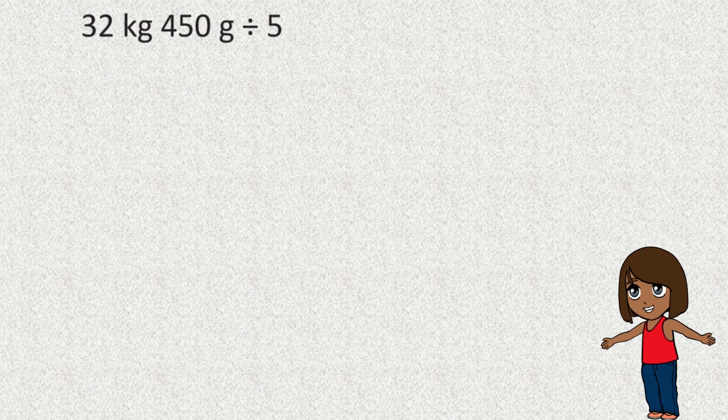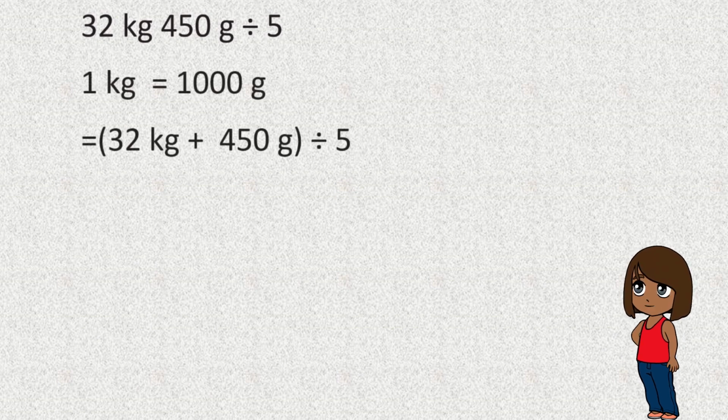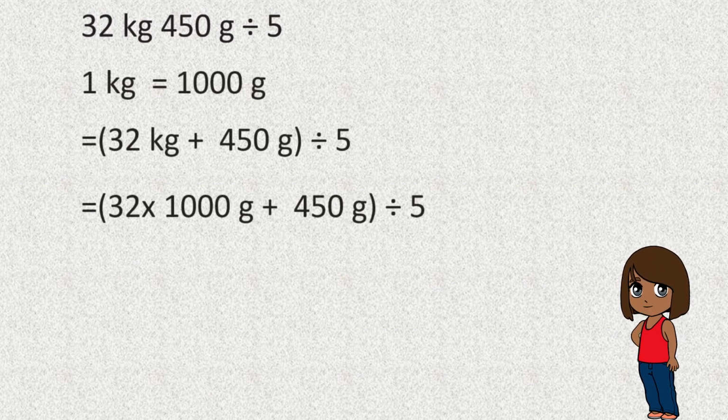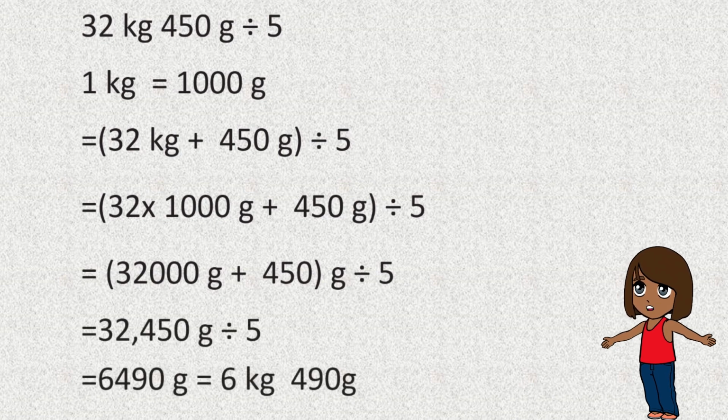Let's see a division question. 32 kilograms 450 grams divided by 5. Here again, convert all units to the smallest common unit. In this case, convert all kg into grams by multiplying by 1000. In the end, you will get the answer in grams. This can be converted into multiple units if required.